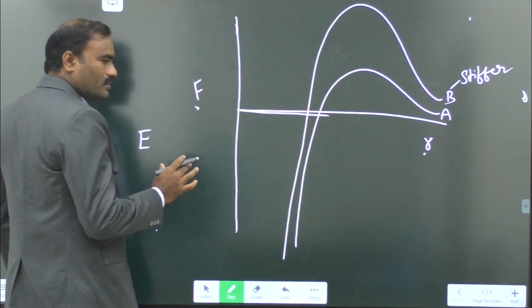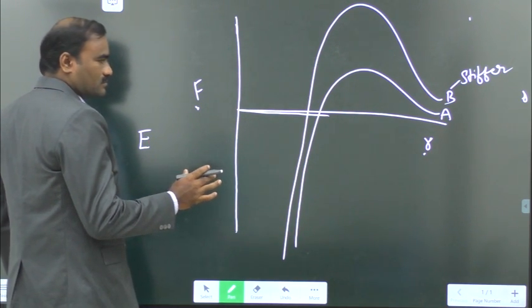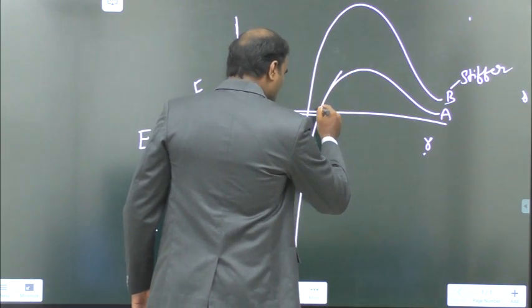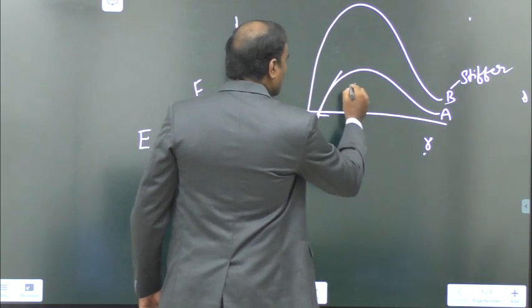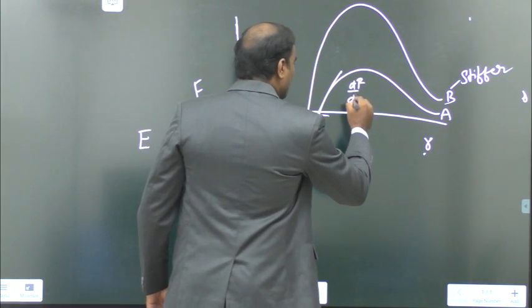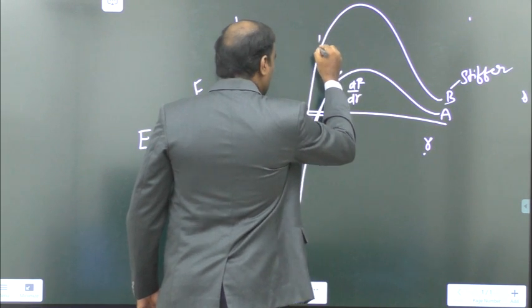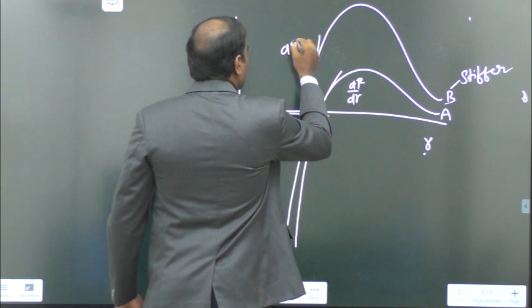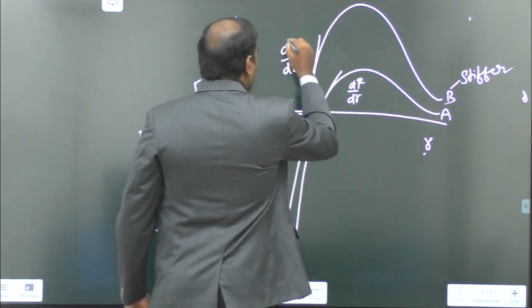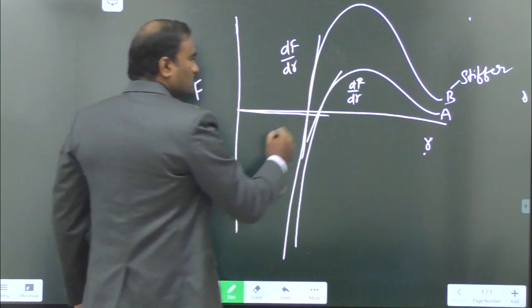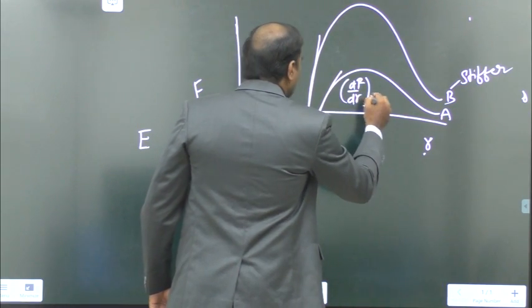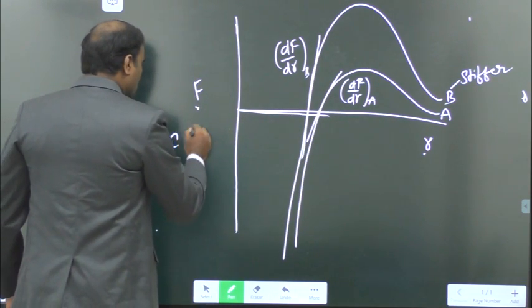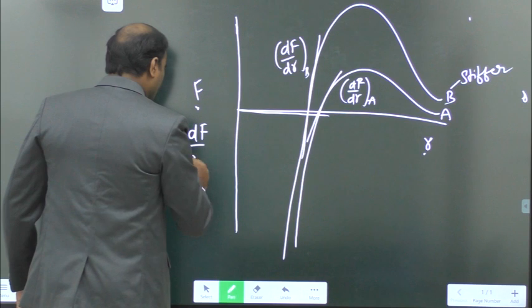Because, as I told you, the Young's modulus depends upon the bonding energy between the atoms. So here, if I take the slope, this will be dF by dr. So this is the slope. This is also dF by dr, dF by dr for A, dF by dr for B. So Young's modulus is proportional to dF by dr.